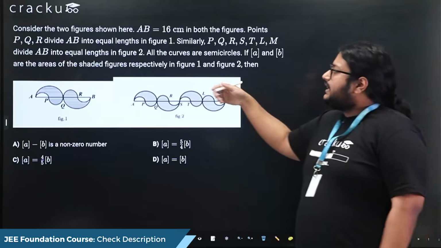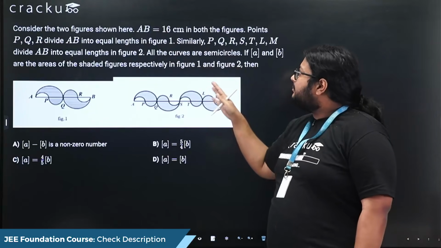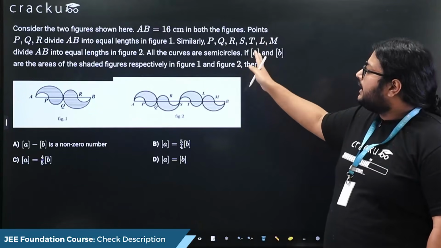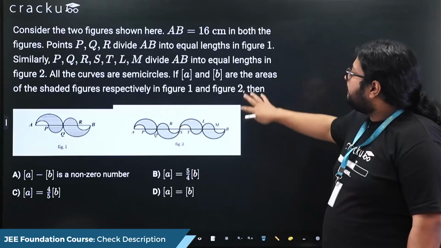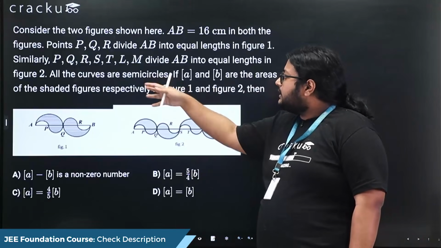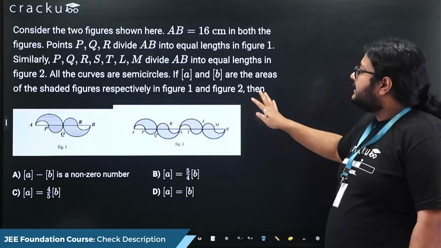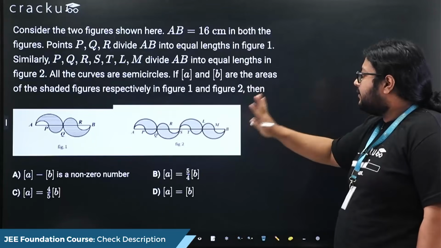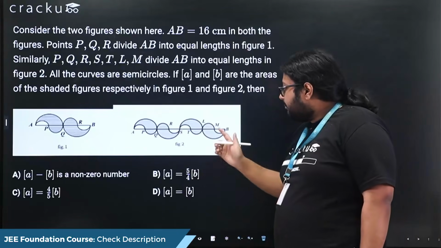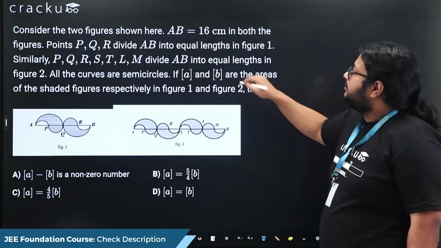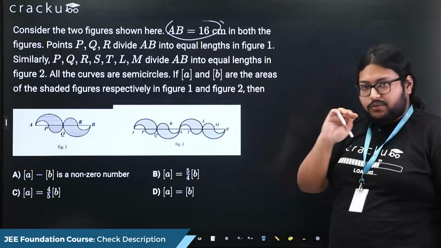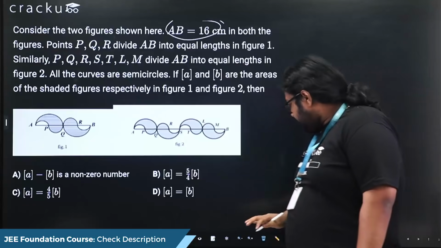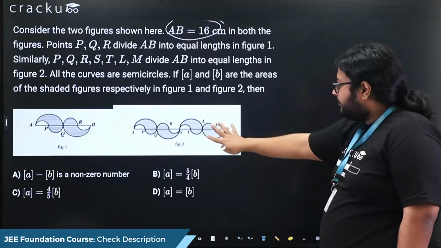In this question, we are given two figures, AB is 16 and both the figures, okay, PQR divide A and B into equal lengths, all the curves are semicircles. If A and B are the areas of the shaded figures, then figure 1 and 2, okay. So here, basically AB ka length is fixed, AB is 16 and all these points are basically dividing it up into equal fragments. So let's start by the first figure.